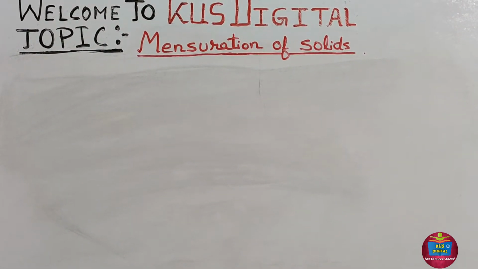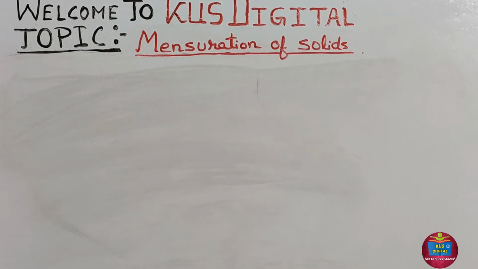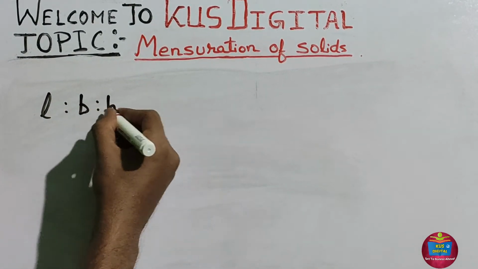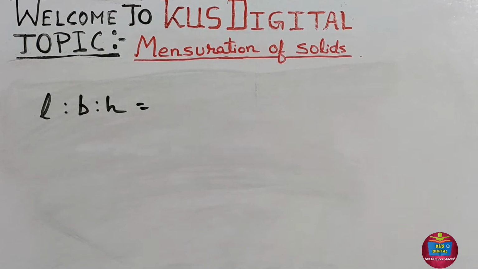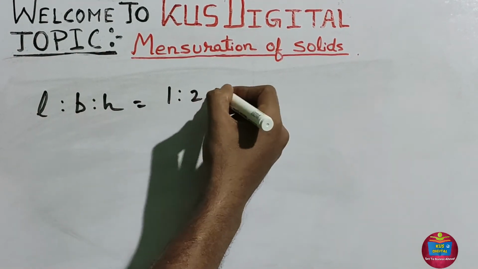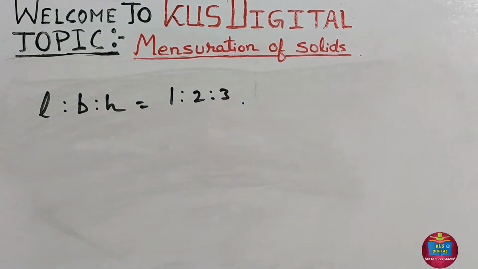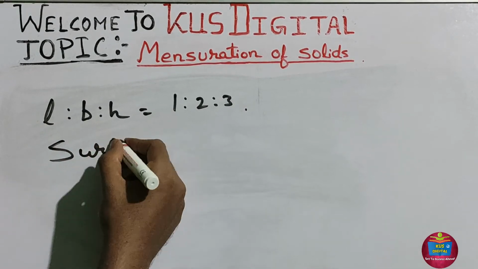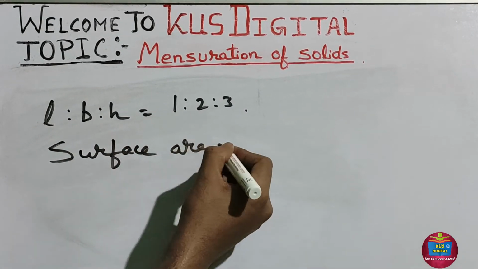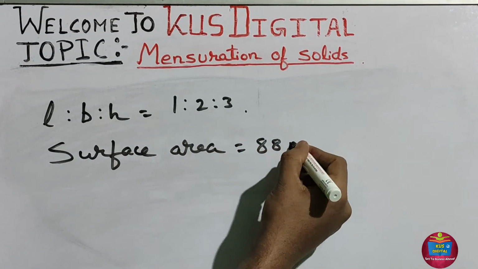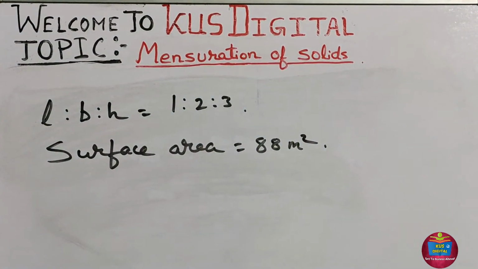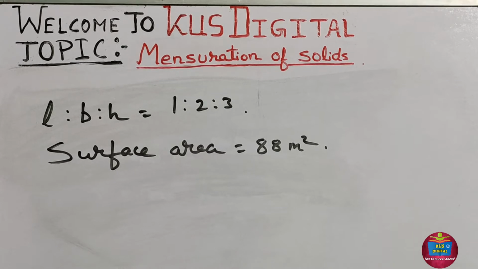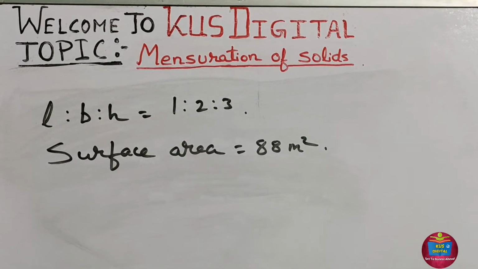Dimensions of a cuboid are in the ratio 1:2:3. So dimensions of a cuboid means its length is to breadth is to height. This ratio is 1:2:3. Now surface area is given, 88 meter square. So surface area equals 88 meter square. So find out the dimensions of the cuboid. What you basically need is the length, the breadth and the height. We need to find out each of them.